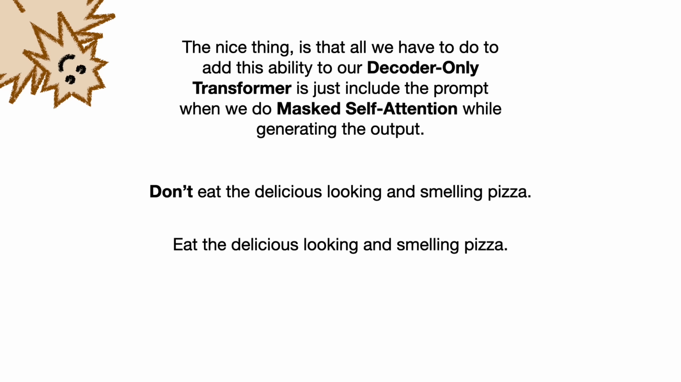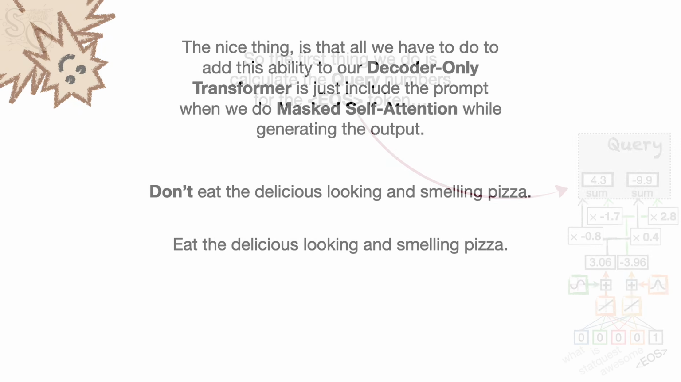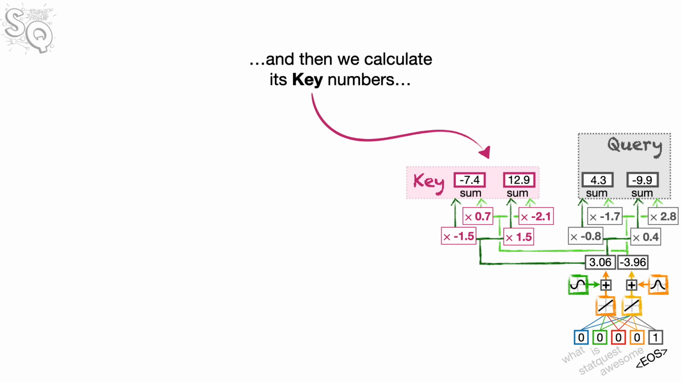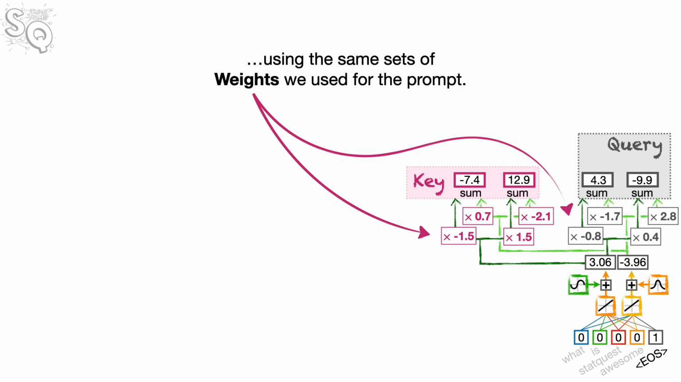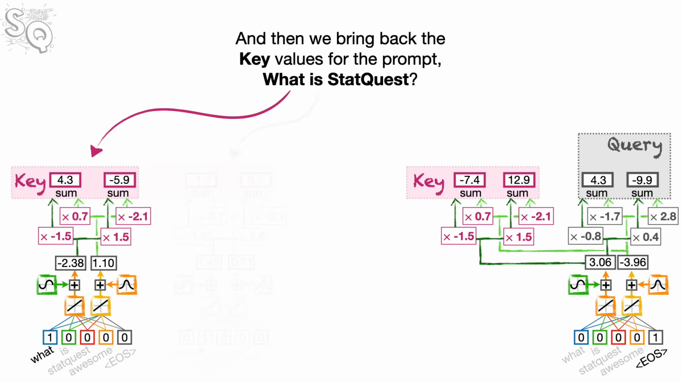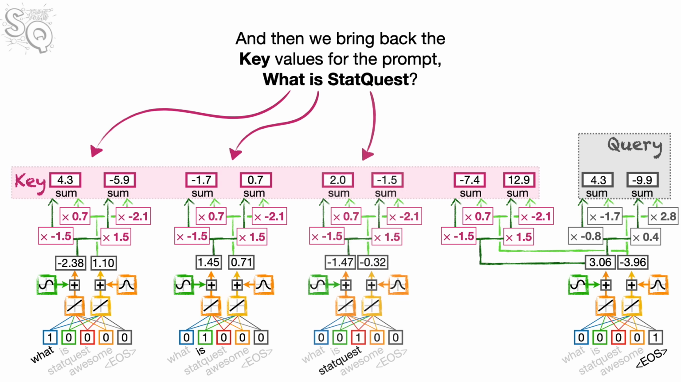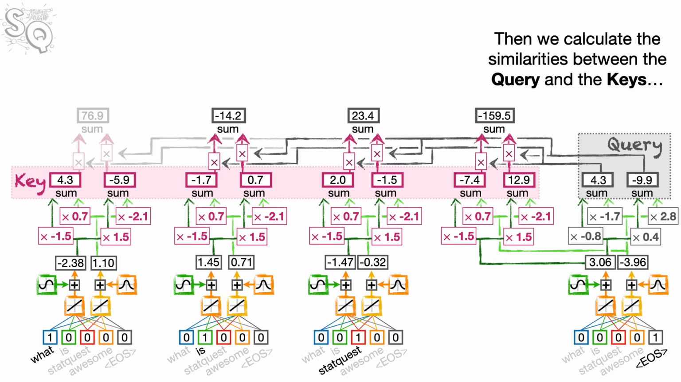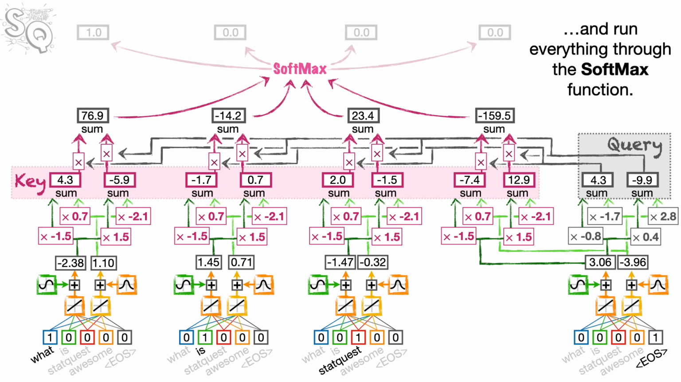The nice thing is that all we have to do to add this ability to our Decoder-Only Transformer is just include the prompt when we do masked self-attention while generating the output. So the first thing we do is calculate the query numbers for the EOS token, and then we calculate the key numbers, using the same sets of weights we used for the prompt. And then we bring back the key values for the prompt. What is StatQuest?